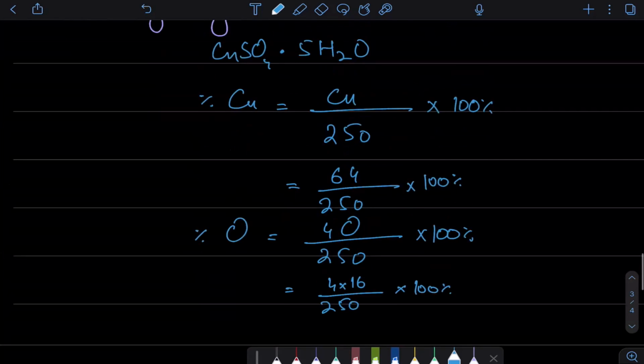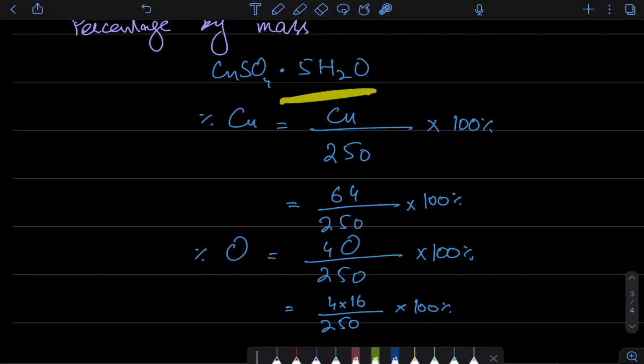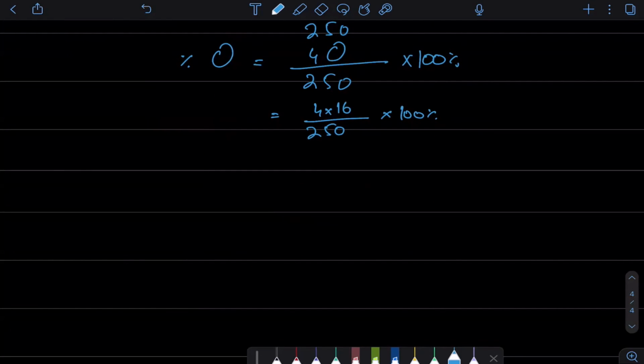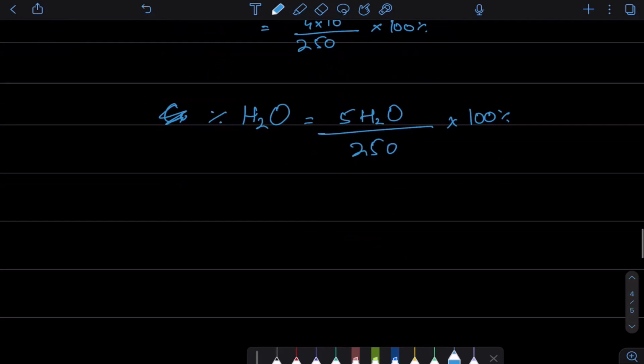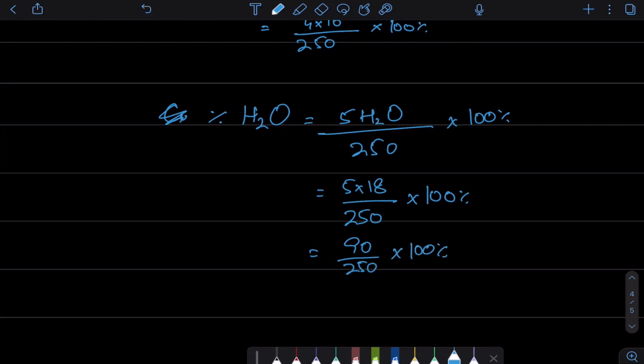Similarly, if it asks what's the percentage of water in this, then I have to see that the percentage of water is, I have 5 water. So 5 water divided by 250, which is the total MR, into 100%. So that is 5 times 18 over 250 into 100%, which is 90 over 250 into 100%. And that is my answer. I'll put it in a calculator and I'll get my answer. Okay, I hope this is clear to everyone.